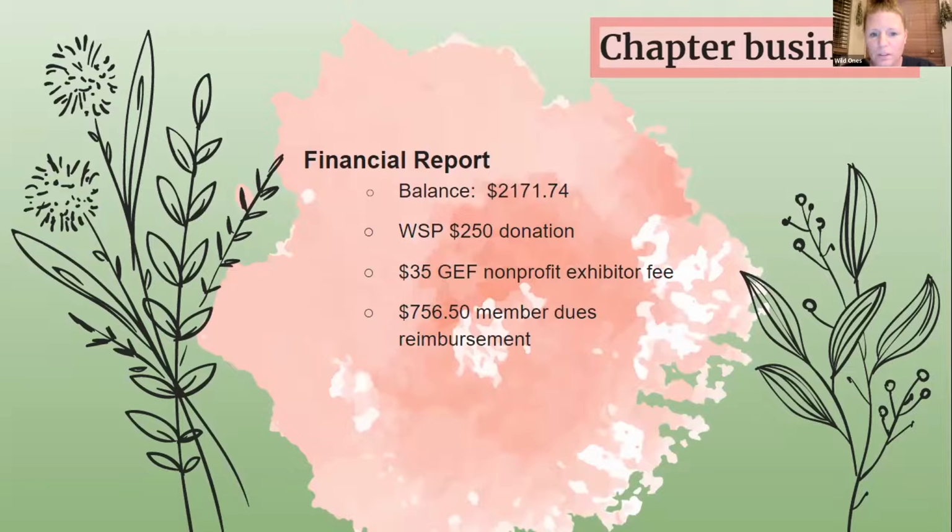Our chapter business, our financial report: we are well off financially as a chapter. We gave a donation to Wild Seed Project. We paid an exhibitor fee for the Green Earth Festival in Phoenixville that's happening. You'll be hearing a little bit more about that. We did receive our dues reimbursement. So we have some money that we want to spend on future projects.